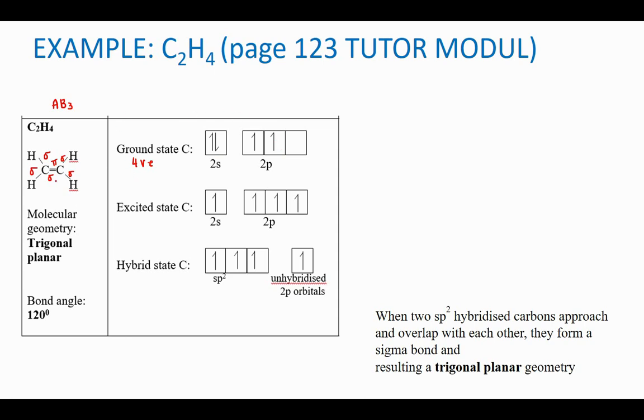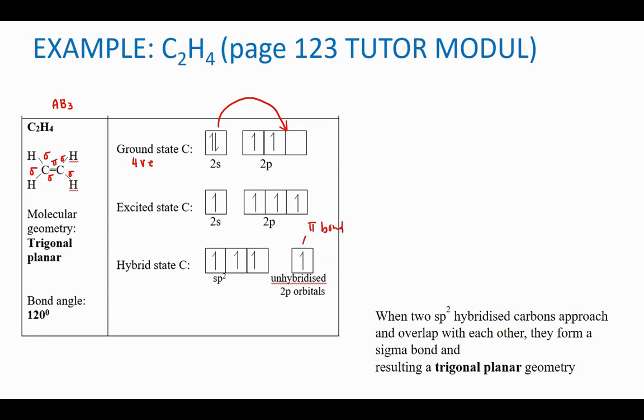Now we need 3 sigma bonds, but we only have 2 orbitals with 1 electron. So what we have to do here is this electron here will jump to the p orbital. So we have 4 orbitals with 1 electron. So now for the hybrid state, since we only require 3 sigma bonds for each carbon atom, we will only hybridize the 3 orbitals. So it becomes sp2 because we only hybridize 1 s orbital with 2 p orbitals. So this one will become the unhybrid p orbital that will form the pi bond.